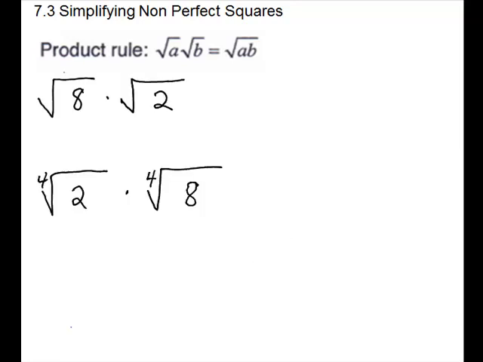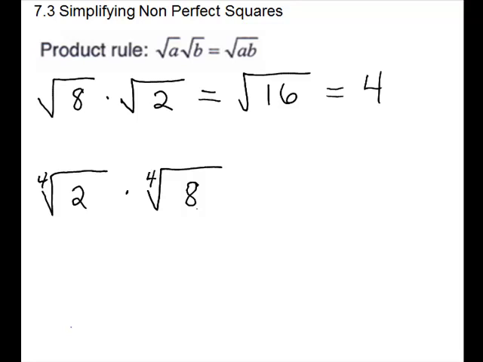This one we have square root of 8 times square root of 2. So we will multiply those underneath the radical. 8 times 2 will give us 16. 16 is a perfect square, so we go ahead and take that square root to give us 4.